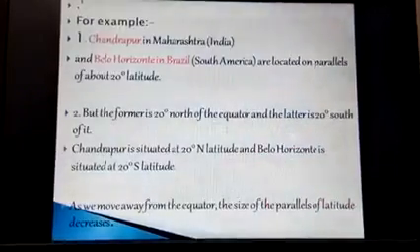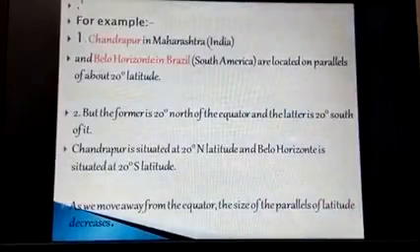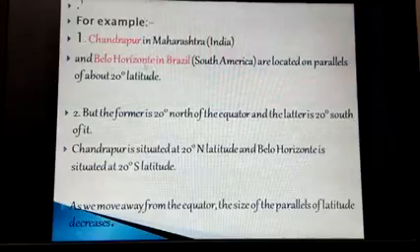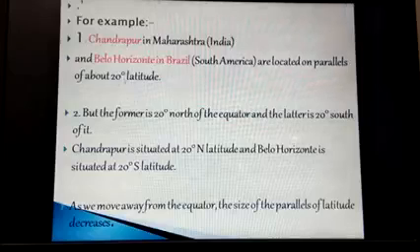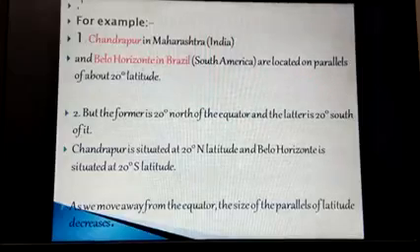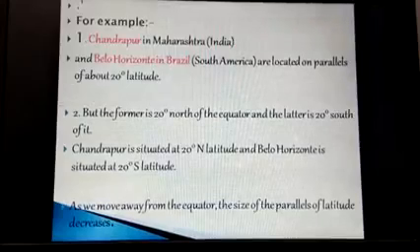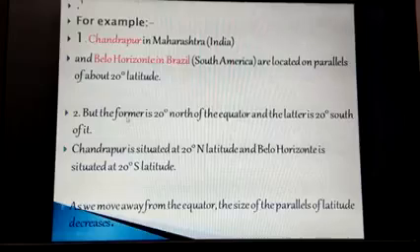For example, Chandrapur is in Maharashtra in India, and Belo Horizonte in Brazil, South America, is located below the equator. We can say that both are located at 20 degree latitude. So on this 20 degree latitude we find two countries. On different latitudes we have different countries. Along a latitude from west to east, several countries may come. So latitudes are very important to understand the location of different countries and oceans.